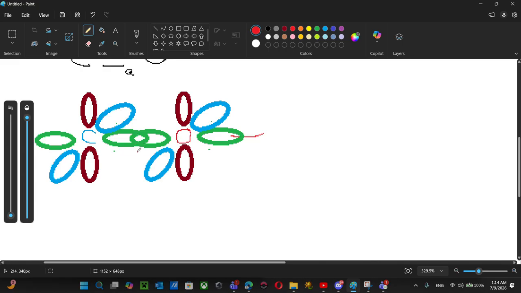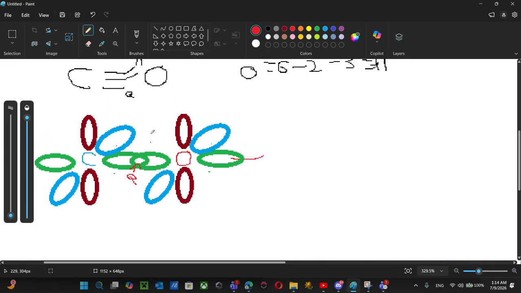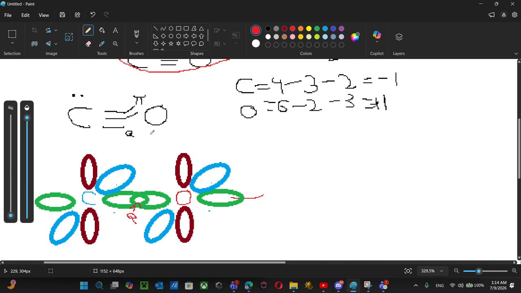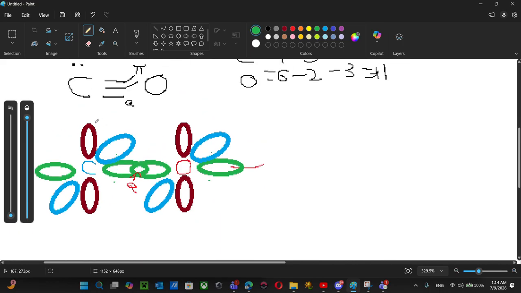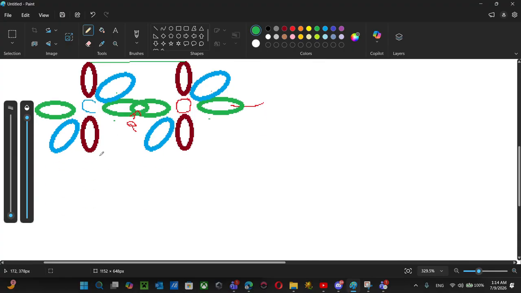Okay, so here is our sigma bond. But we also have, if I remember correctly, pi bonds between this and this.